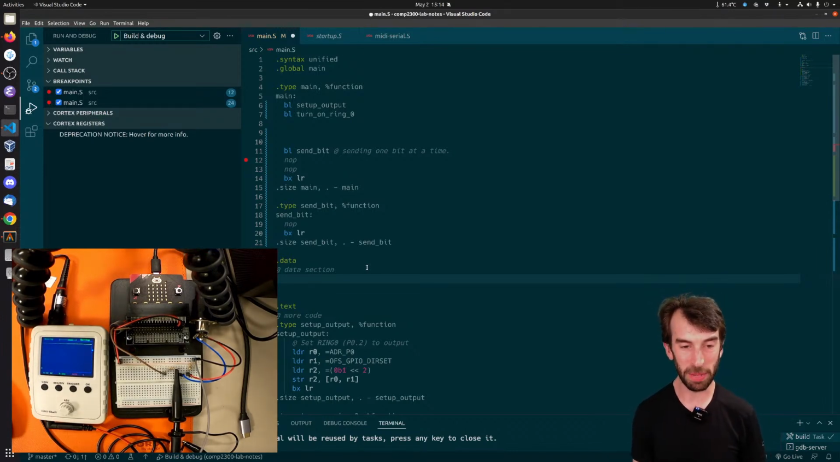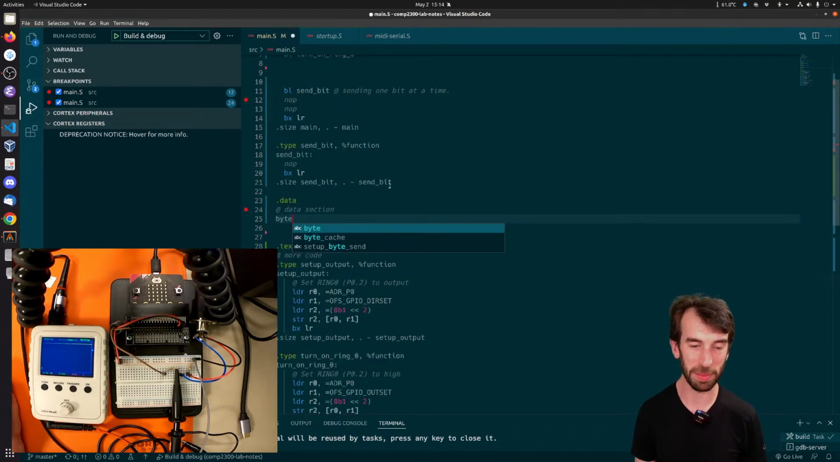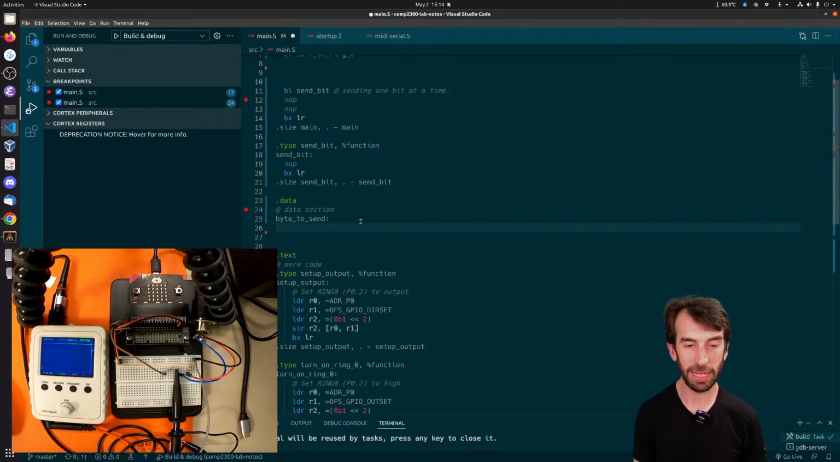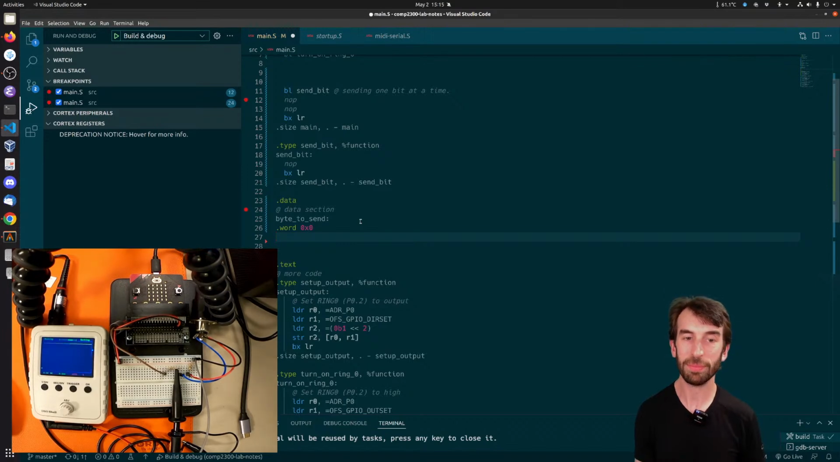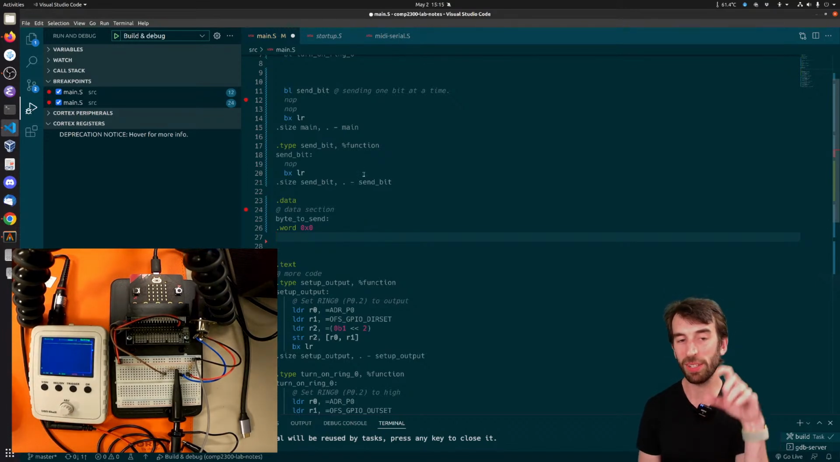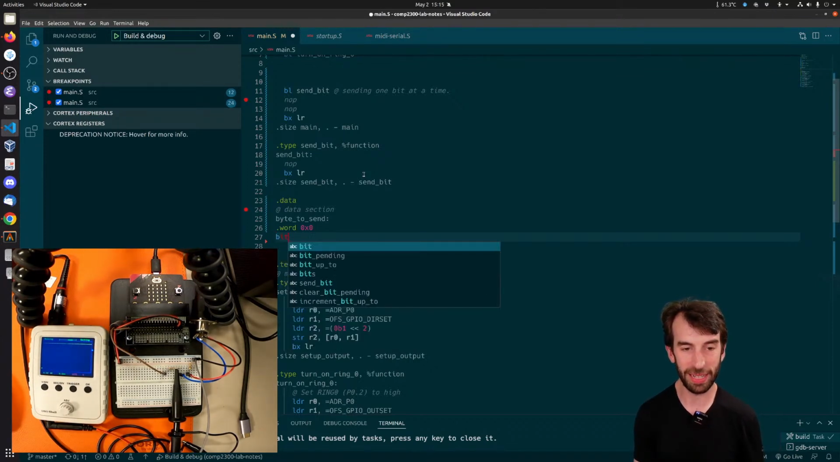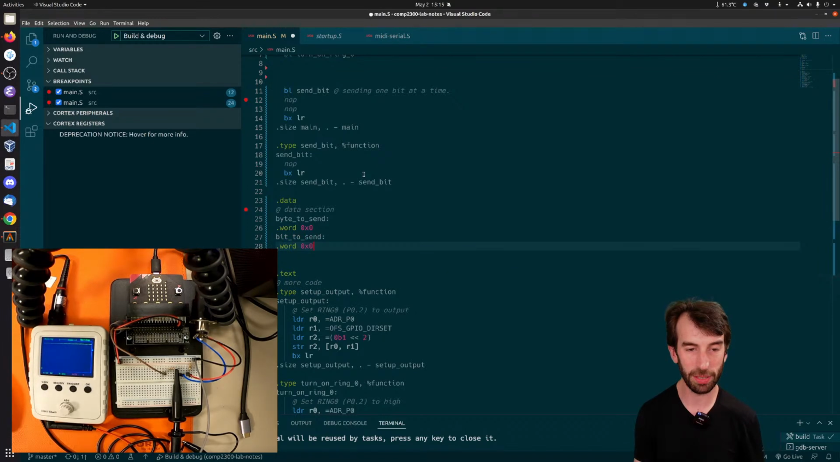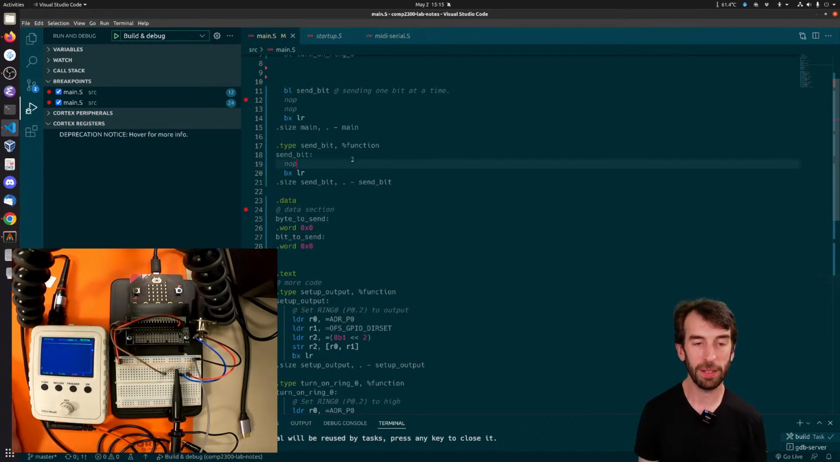So my first variable is going to be my byte to send. Oh, set up byte send, it must be in another file. Byte to send, and I'm just going to make it 0 to start with. And my send bit is just going to send one bit in that file. So I'm going to say bit to send, dot word, like so.